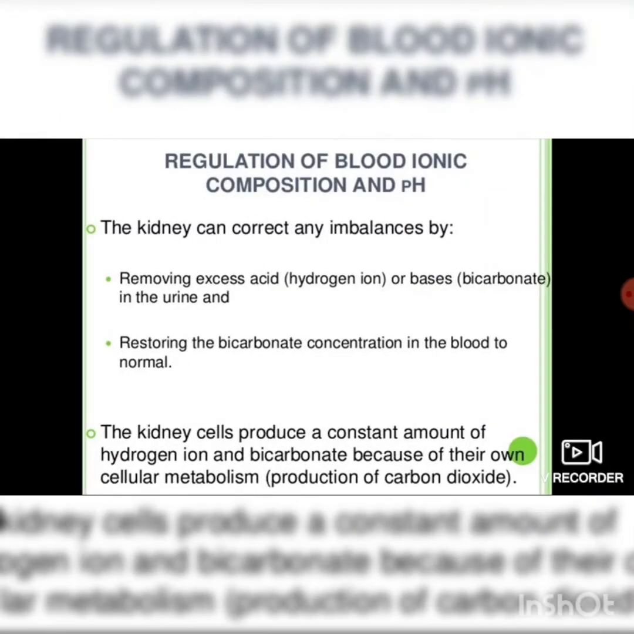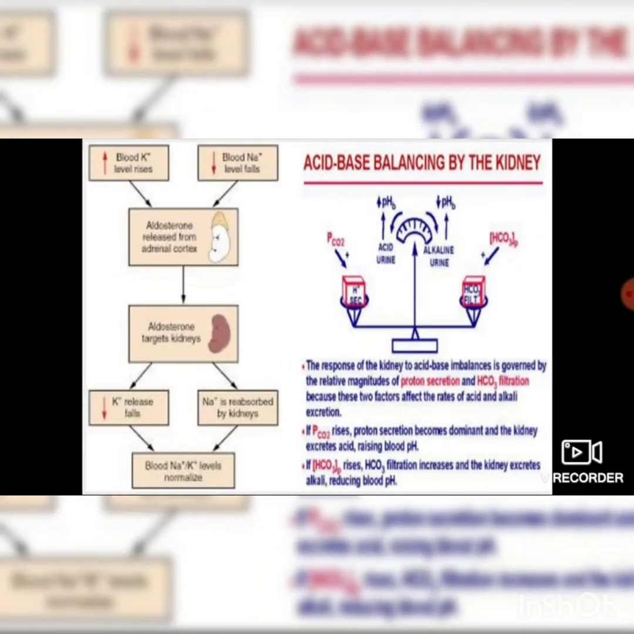Now, the regulation of blood ionic composition and pH, where the kidney can correct any imbalances by removing excess acids or bases in the form of hydrogen and bicarbonate, and restoring the bicarbonate concentration in the blood to normal. Now, acid-base balancing by the kidney: the response of the kidney to acid-base imbalances is governed by the relative magnitudes of proton secretion and HCO3 filtration, because these factors affect the rate of acid and alkali excretion.